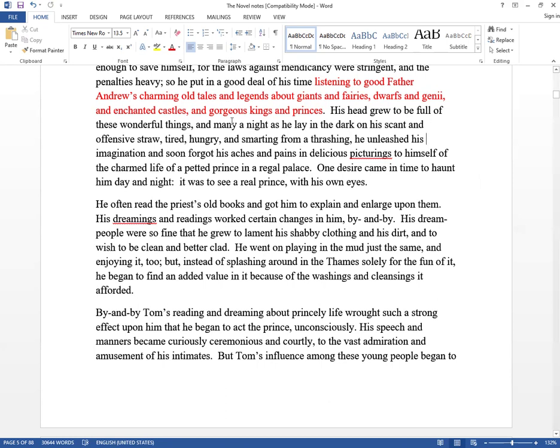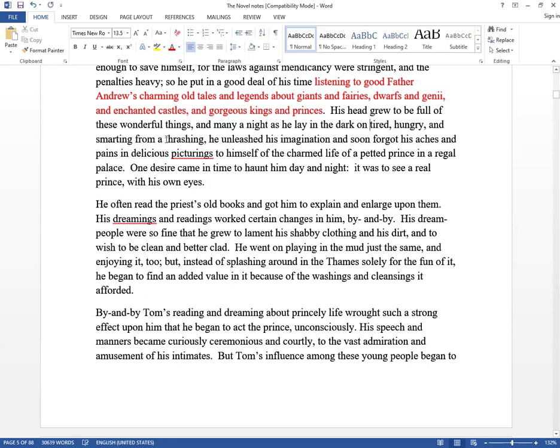His head grew to be full of these wonderful things. Now, Tom's head is full of this wonderful knowledge. Things means here knowledge. And many a night, every night, as he lay in the dark, slept in darkness on his scant and offensive straw. This part is not in your book. Don't worry. This is from the original book.